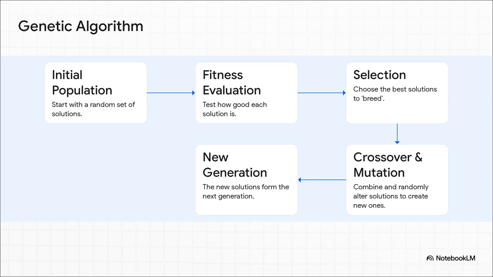So how does this thing even work? Well, this is the cool part. It literally mimics Darwin's theory of evolution. It starts with a whole population of random possible solutions. Then it tests each one for fitness. How good is it at solving the problem? It takes the best ones, lets them breed to create a new generation of solutions, and then does it all over again. And with every cycle, the solutions evolve and get better and better.